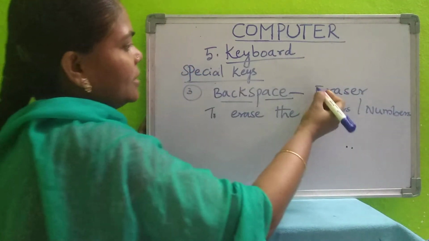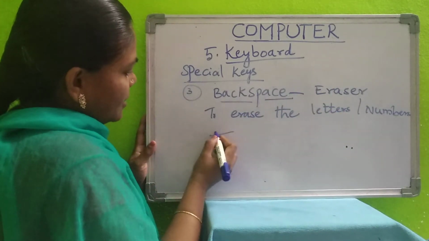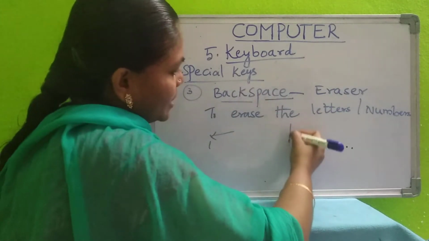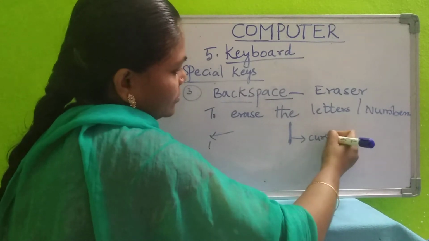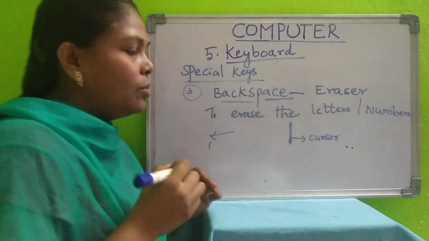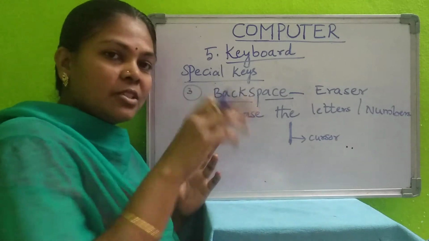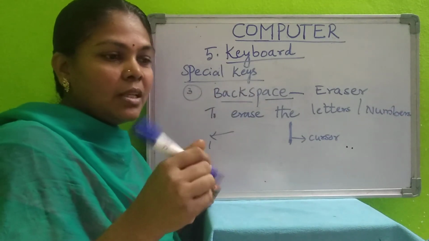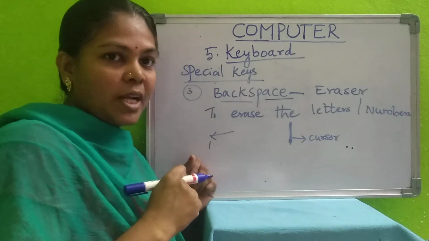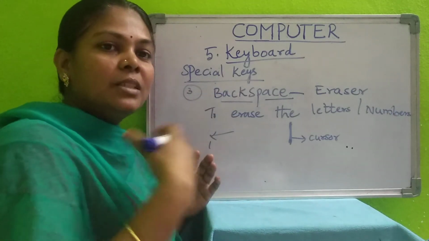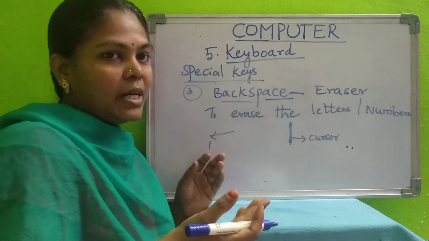And this backspace key is used to erase the letters which are to the left side of the cursor. The blinking line is called the cursor. We will use Notepad to type information. You will learn about Notepad in the third class. If you have a pencil and an eraser, where will we write? We need a paper to write on, isn't it? That paper is the application where we are writing. So that is Notepad.